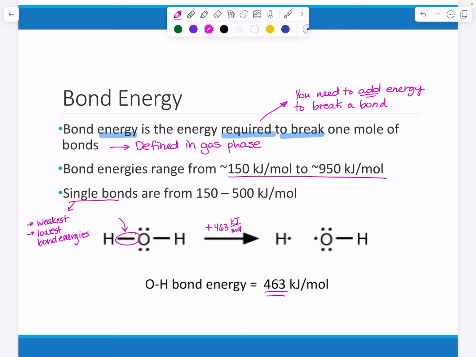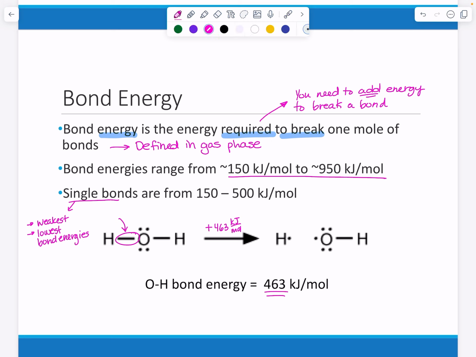And the reason that we determine them, and again, these are things that are empirically determined, is that we do it in the gas phase so that we do not have to worry about the interaction between molecules, so that we're just looking at individual molecules and how much energy we have to put into them.